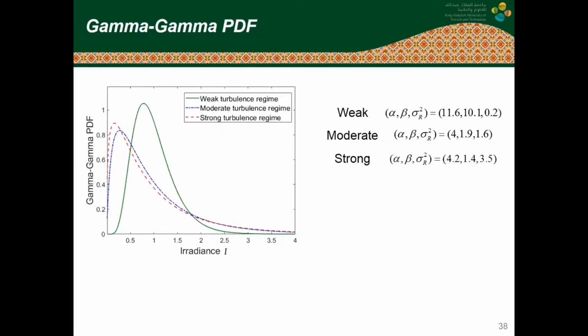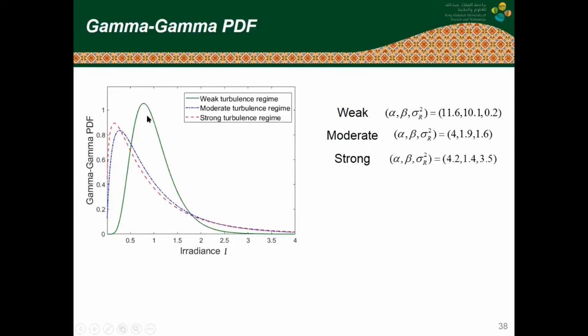So these are typical curves that are shown in many papers, where you pick the parameter sigma_R as small, like 0.2. Your alpha and beta parameters in the gamma-gamma model tend to be on the order of 11 and 10, and then you end up with this green curve. The bad part of the curve is the lower tail. This is when the irradiance is very small, so basically you don't get a good signal. You see here in the green curve this tail is very low, and that's a weak turbulence regime.